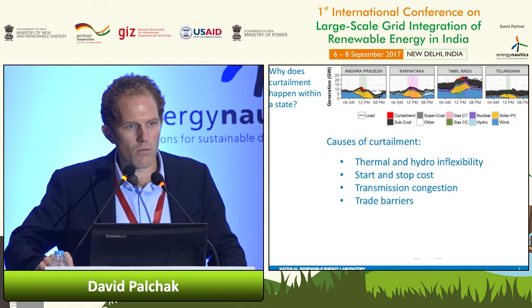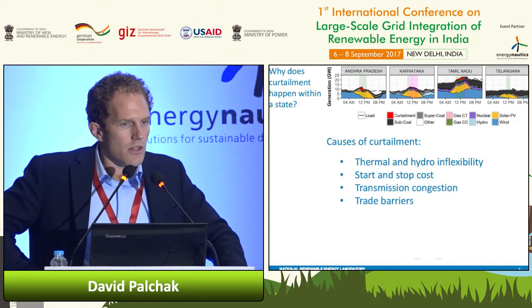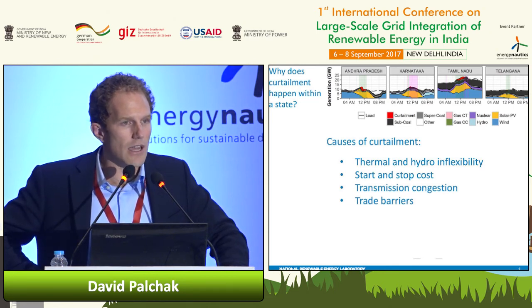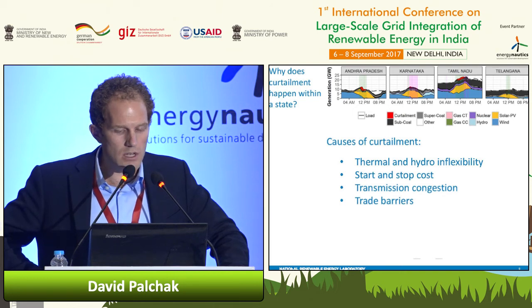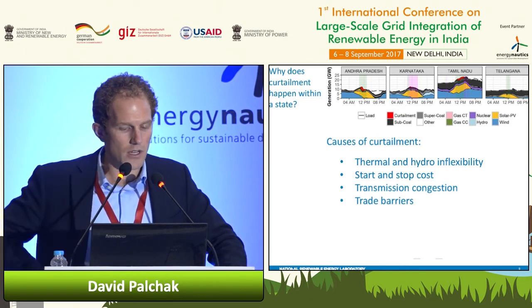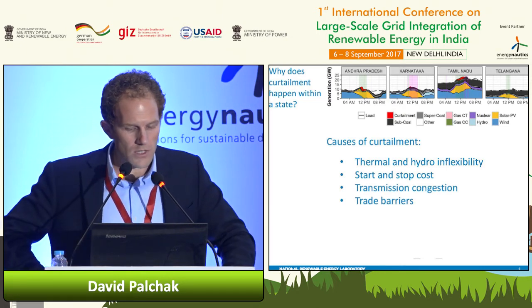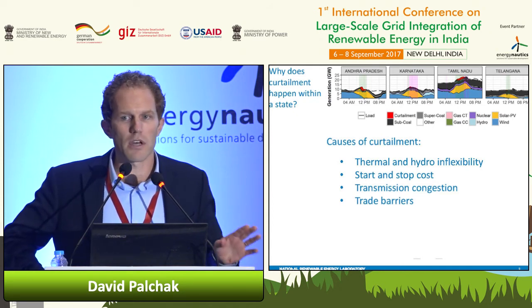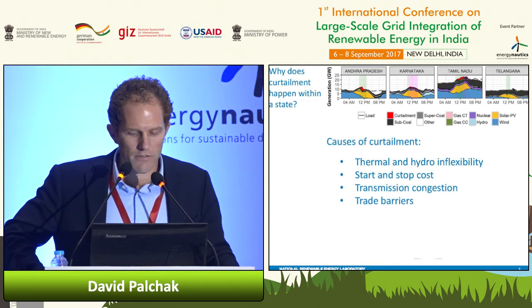And what I have here are the dispatch for 4 states in the southern region. So Andhra Pradesh, Karnataka, Tamil Nadu, and Telangana. These are all expected to be high RE states in 2022. And the generation dispatch here, as you can see, has some curtailment within a couple of the states. So the causes of curtailment are extremely hard to identify as one single problem, but we can at least try and look further into that.